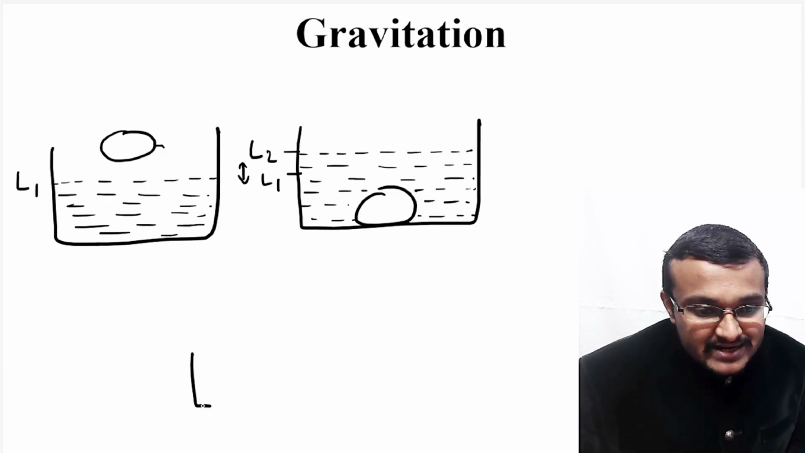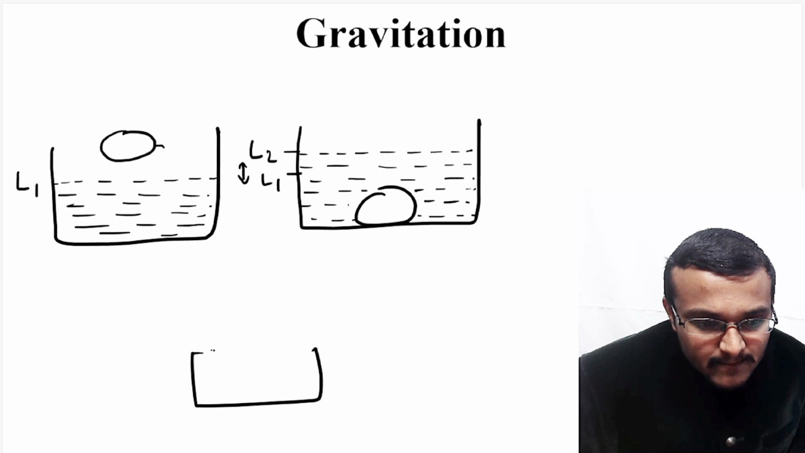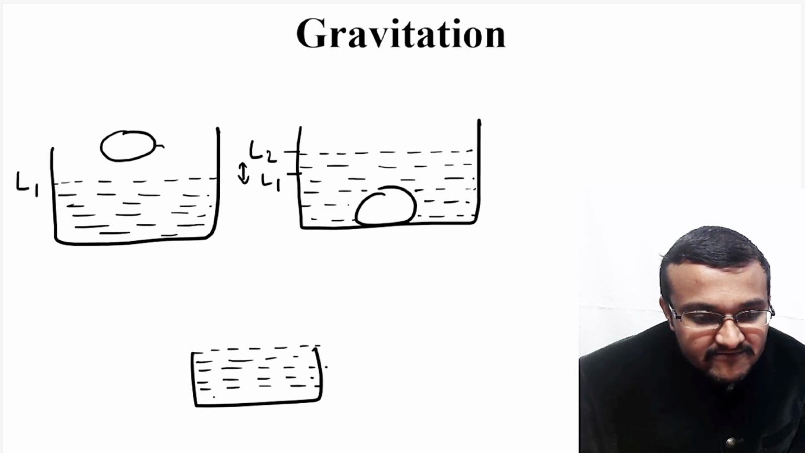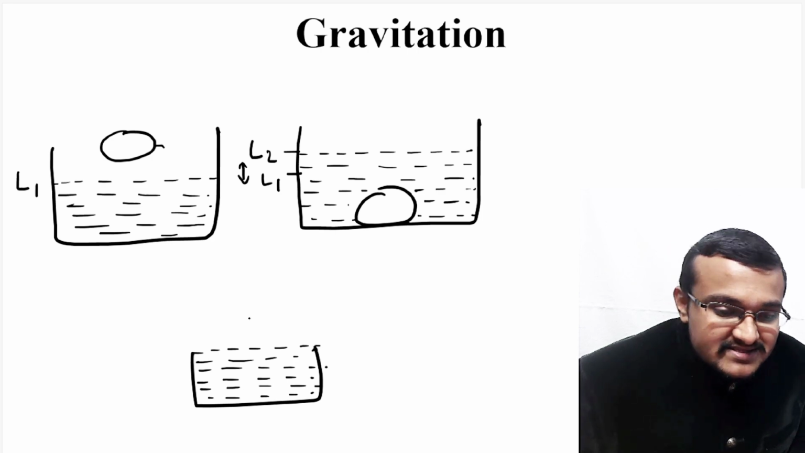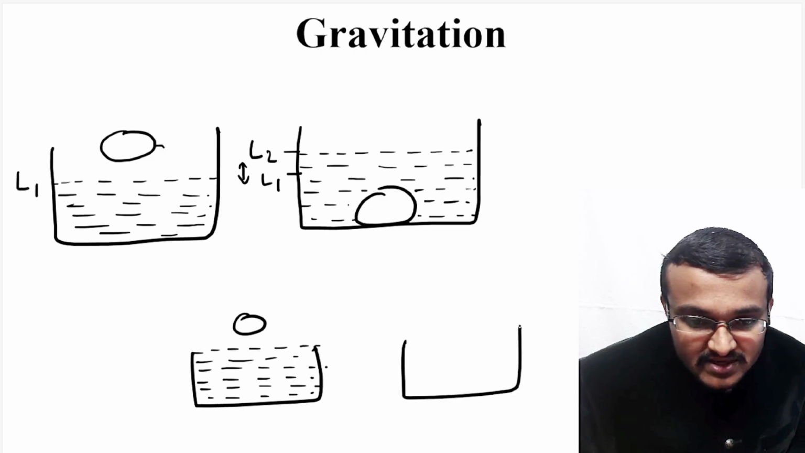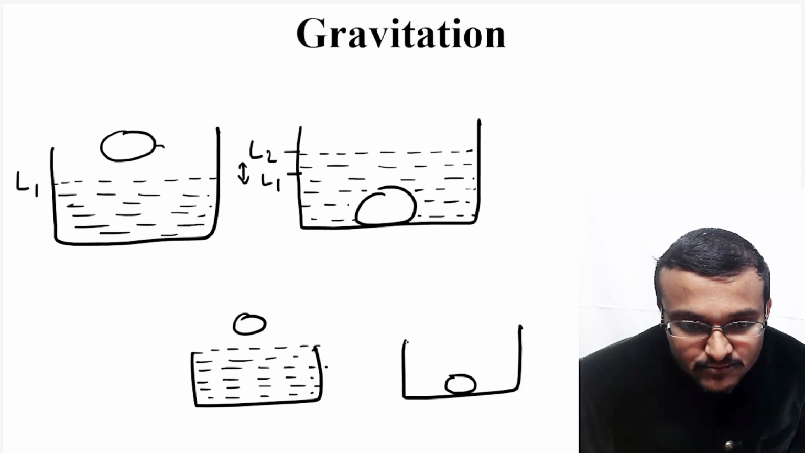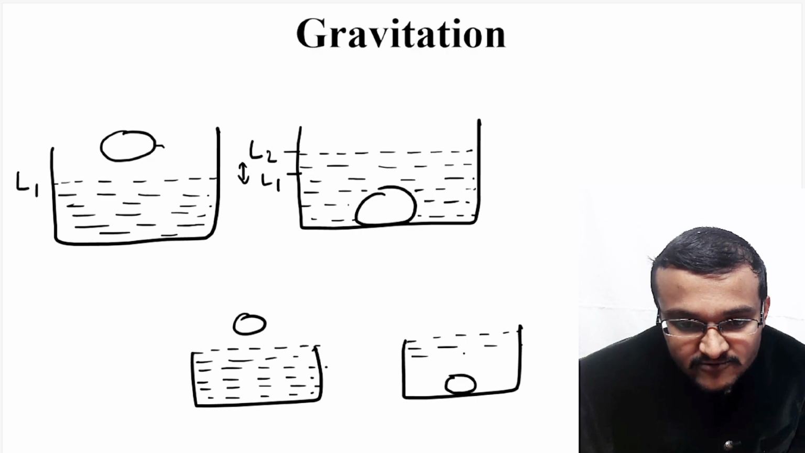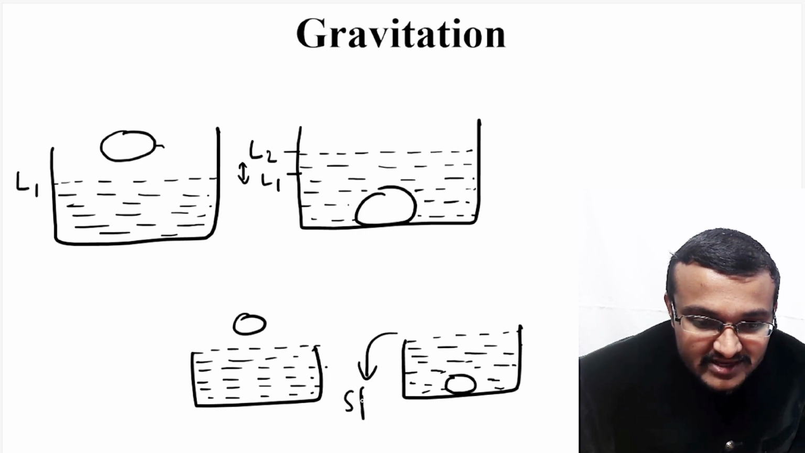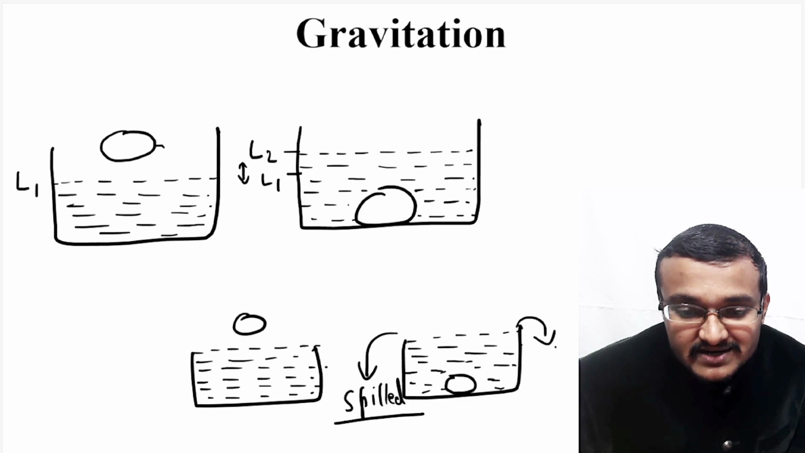So that means you can take a container which is completely filled with water. This container should have no space at all. It should be completely filled with water, and if you put an object inside this container, the container will still be full and some amount of water will be spilled out.